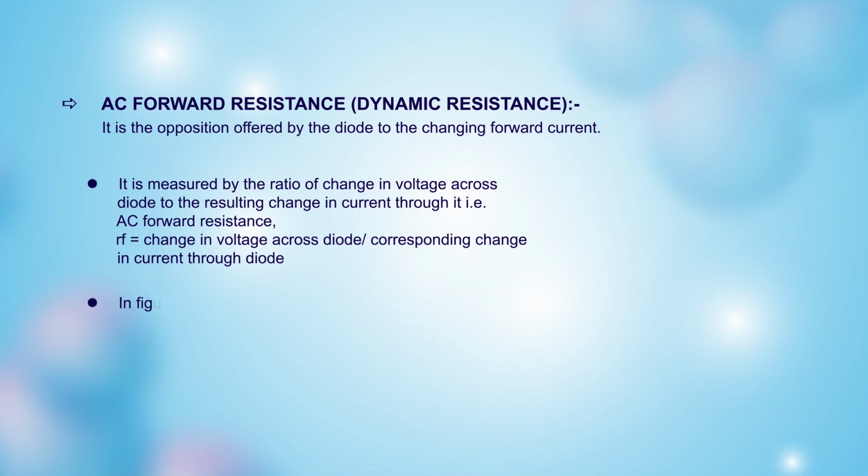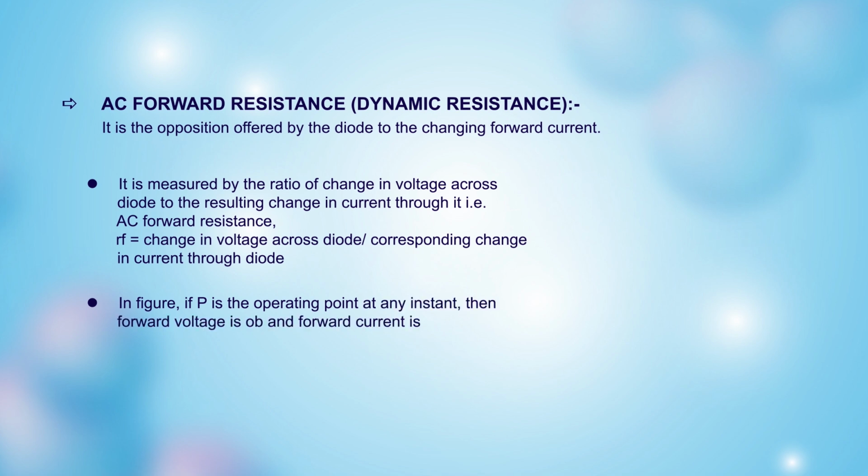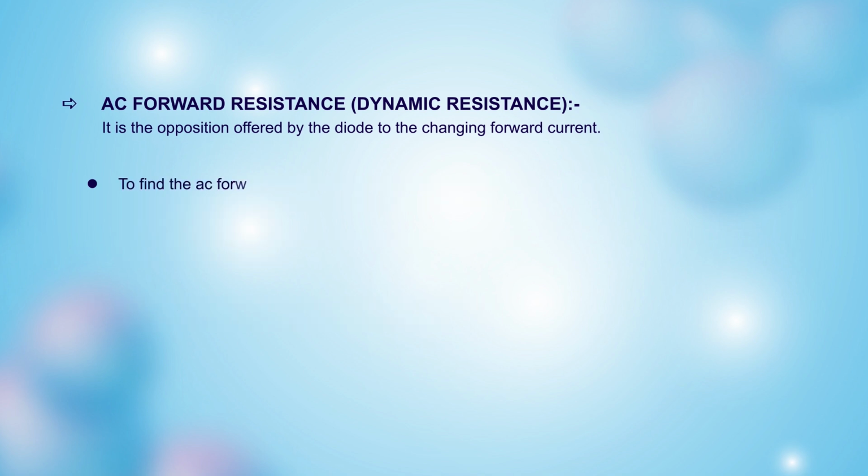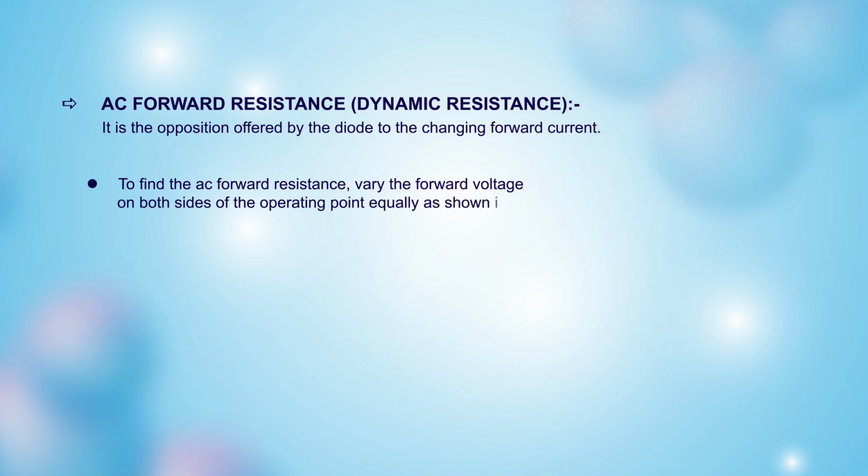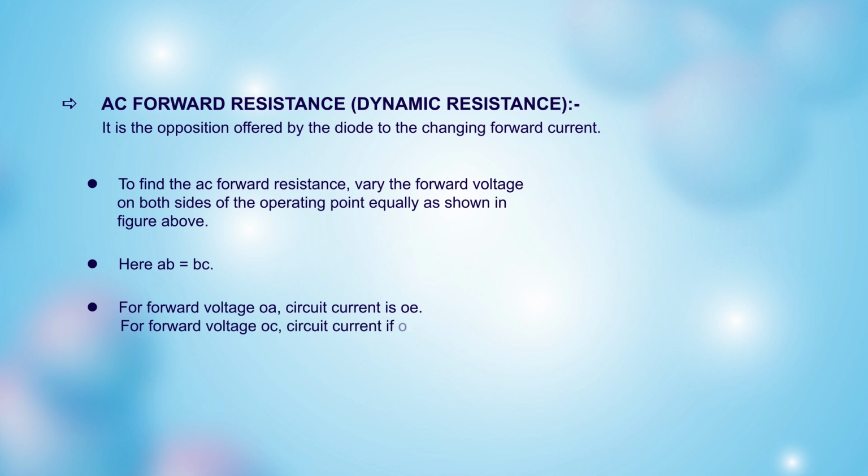From the figure, if P is the operating point at any instant, then forward voltage is OB and forward current is OE. To find the AC forward resistance, vary the forward voltage on both sides of the operating point equally as shown in the figure above. Here AB is equal to BC. For forward voltage OA, circuit current is OD, and for forward voltage OC, circuit current is OF.